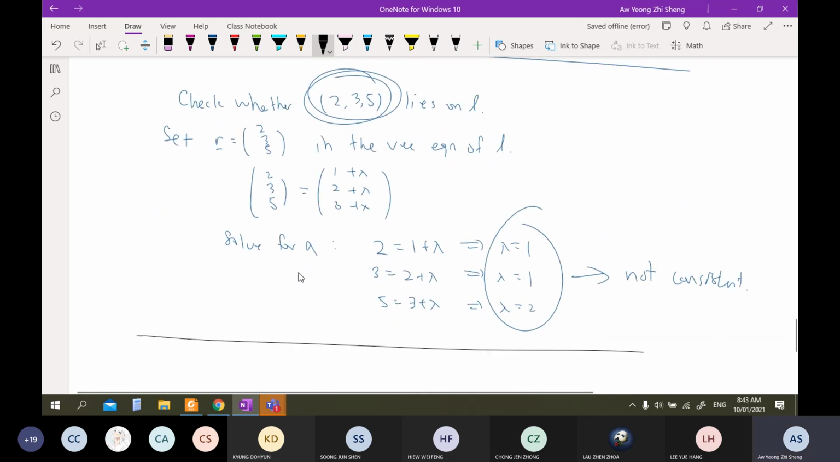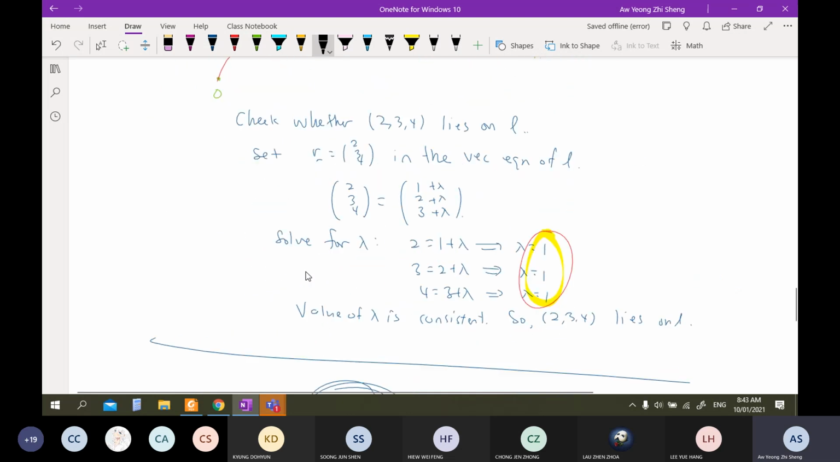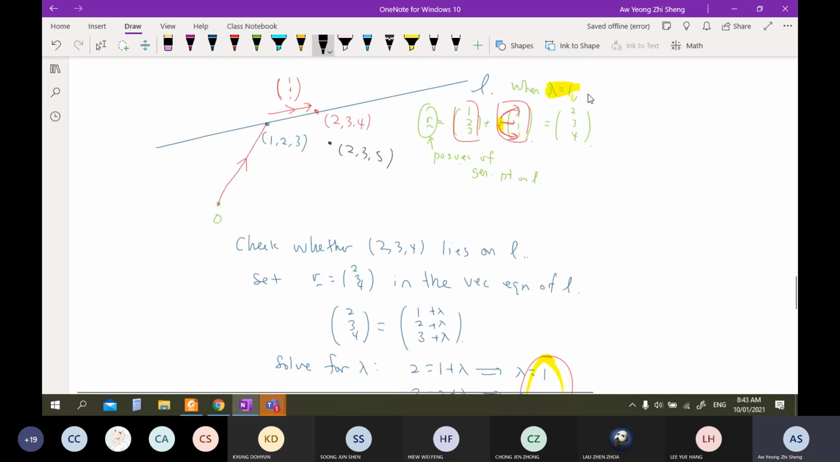Right, so just remember, to check whether a point lies on the line or not, you need all 3 lambda to be the same. The reason is because when we generate a point on the line, whatever lambda that you choose, it is the same lambda that gets distributed to all 3 components. And that's why when you perform checking, you need the lambda to be consistent for all 3.